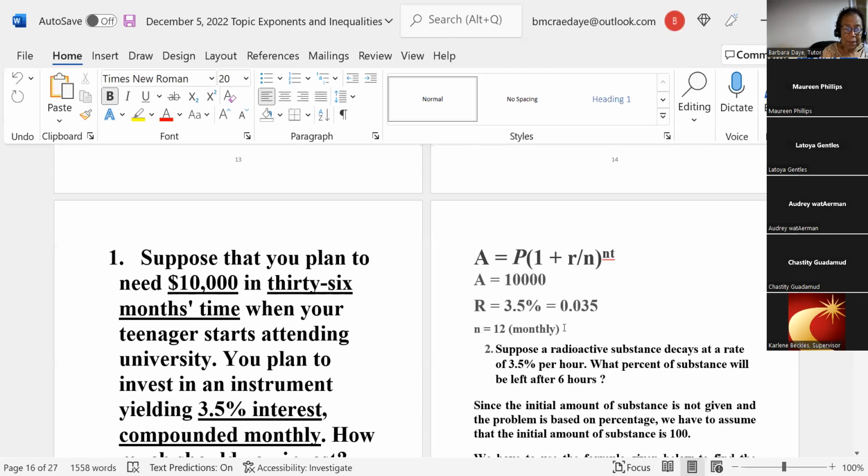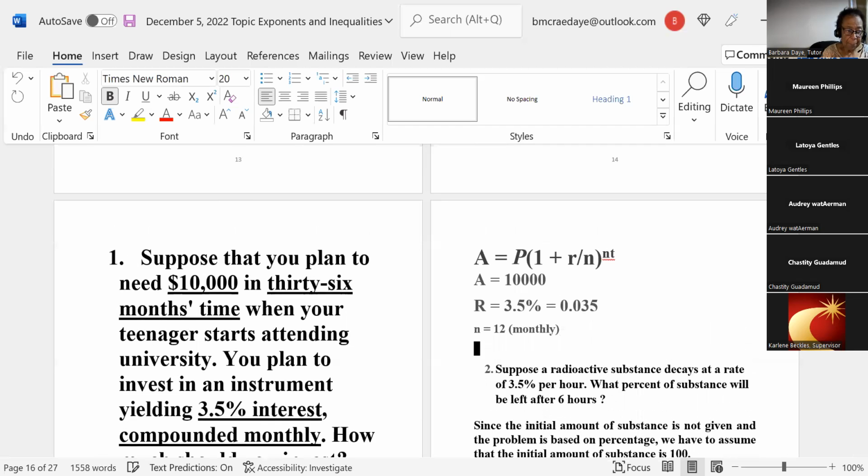And what's the T? T is the time. 36 months. Okay. T is 36 months because they say in 36 months' time. So that would be 36 months. And that's how many years, Audrey? 12 months is a year. How much is 36 months? 3 years. Yeah, 3 years.